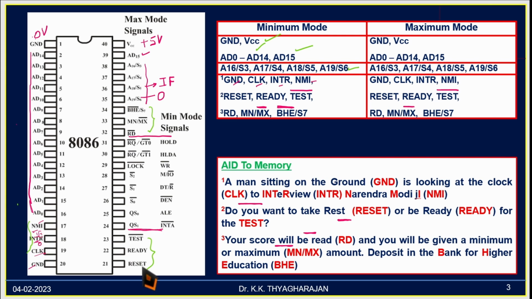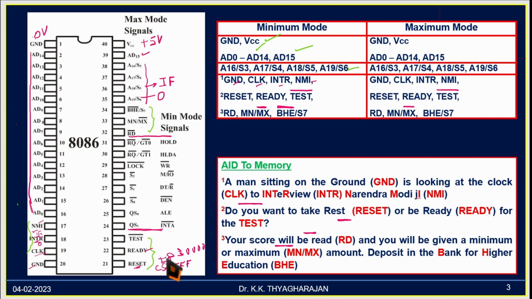Now come to this signal, reset, ready, test. So this group. The processor will be reset when the logic signal plus 5 volt is given to this pin. That means it requires active high signal. When you reset the processor, it sets the code segment to FFFF and instruction pointer to 0000. So the processor gets the first instruction from FFFF0. This is the ready pin.